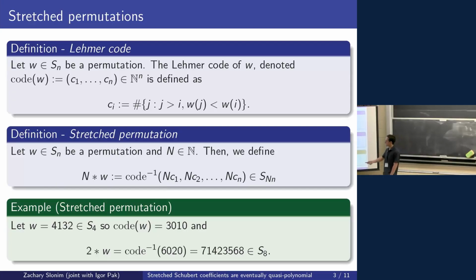If w is 4132, the code is 3010, because 4 is bigger than the remaining 3 numbers, 1 is greater than neither of them, 3 is greater than 2. And then you multiply this by 2, and then you get an element of S_n, as you can see.